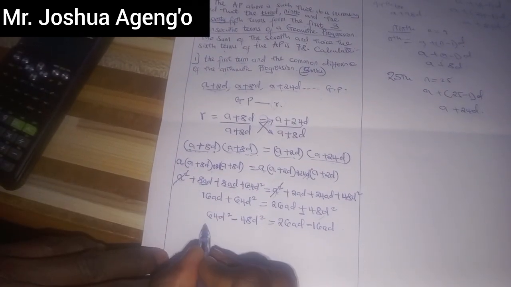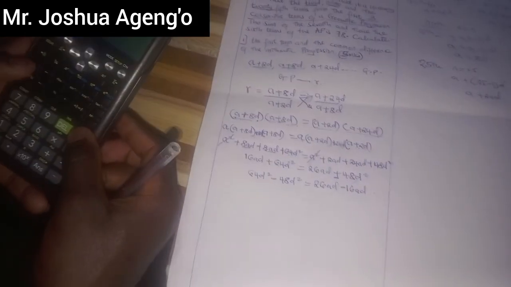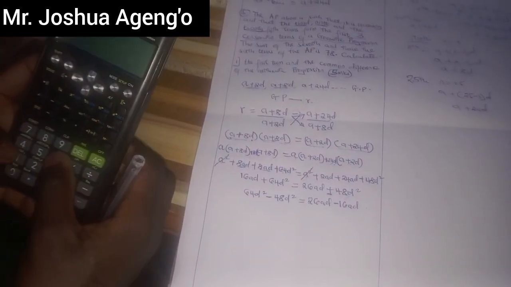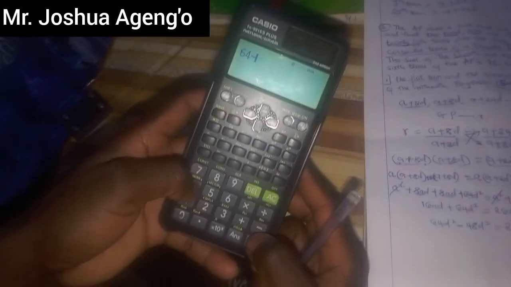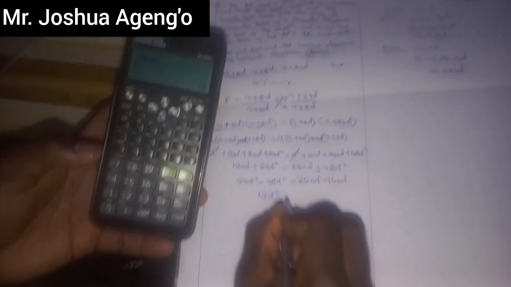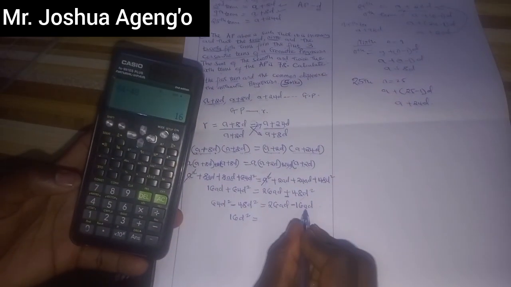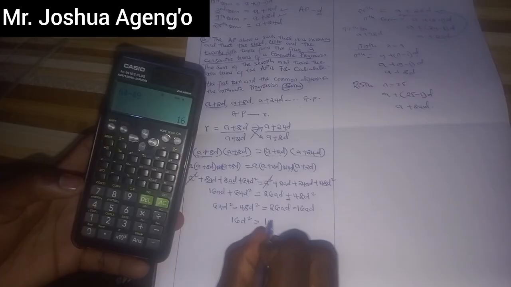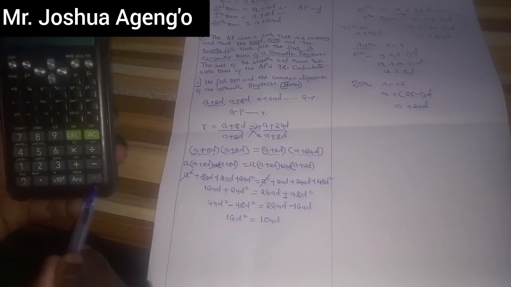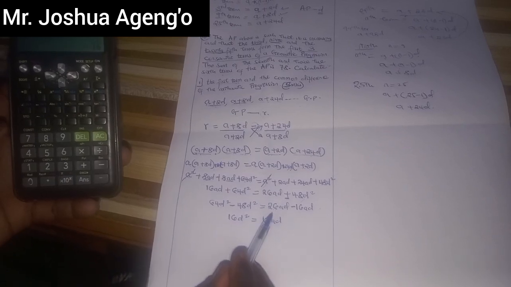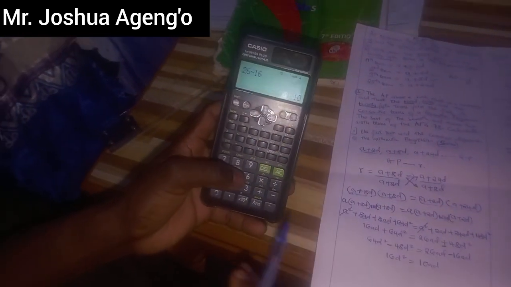Please change your attitude. So we'll have 64. I believe 64 minus 48. I believe it is 16. 64 minus 48 is 16. So I'll have 16d squared is equal to 26 minus 16 is 10. 10ad. Always don't be in a hurry. You can always confirm your answers using your calculator. 26 minus 16, you just confirm. But be a first timer. So that is tens. That is simple.